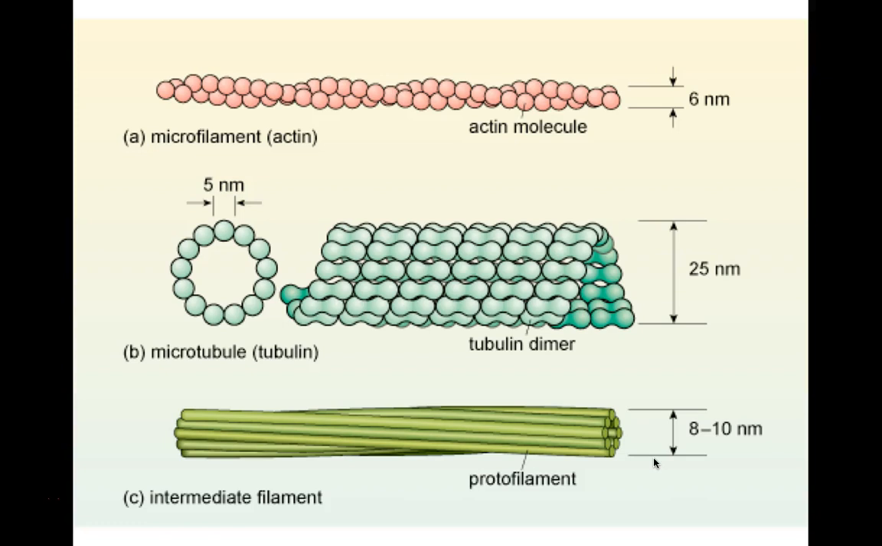In between the two, as the name implies, are the intermediate filaments. Intermediate filaments are formed by long linear packages or twisted linear arrangements of what are called protofilaments. These are just a little bit larger in diameter than the actin filaments, anywhere from 8 to 10 nanometers.